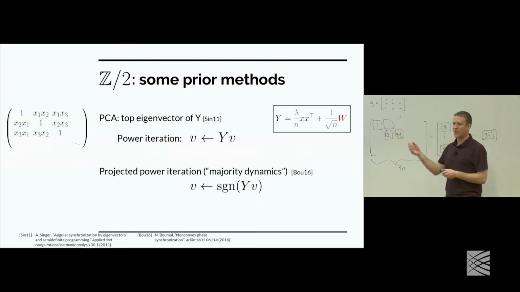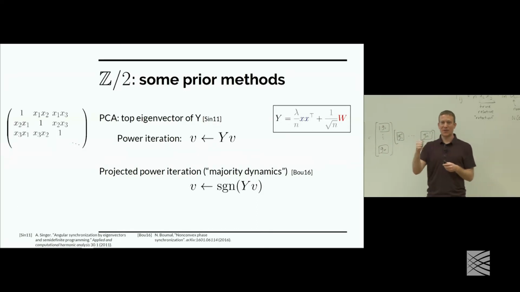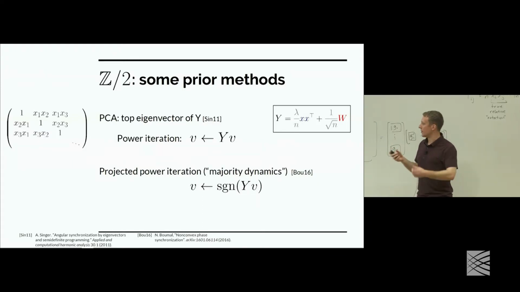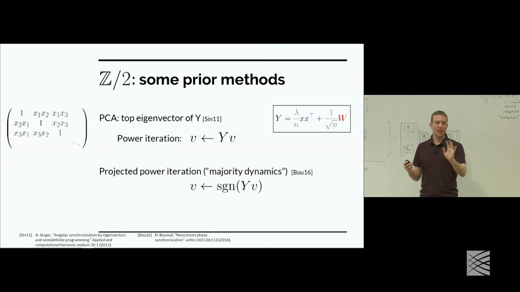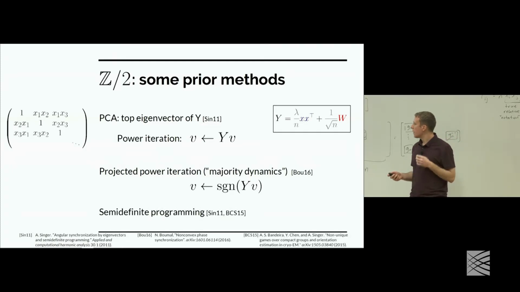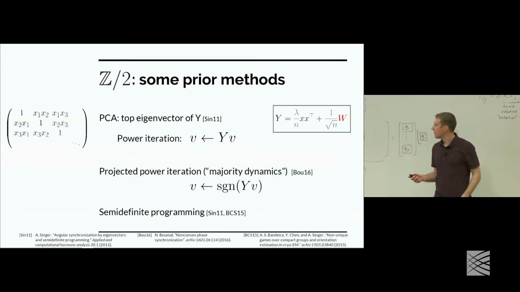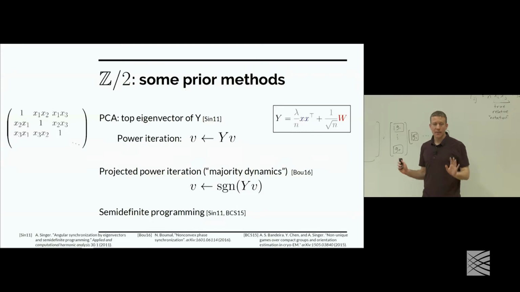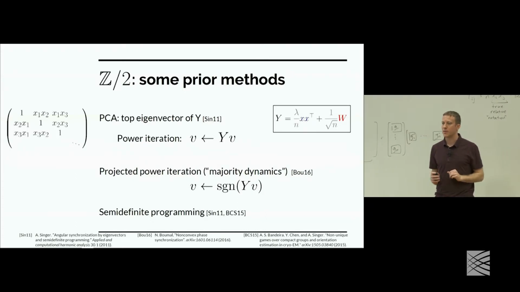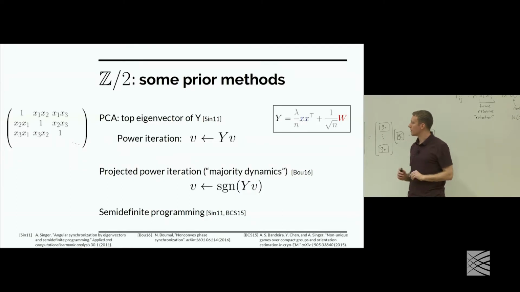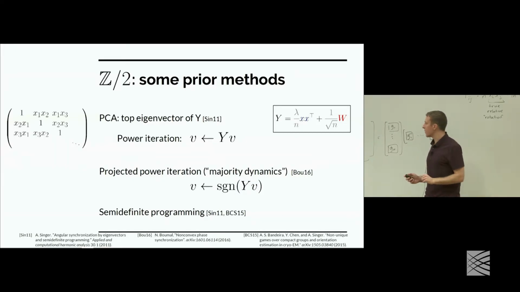By sign I just mean positive values go to plus 1, negative values go to minus 1. So we're alternating between trying to align well with the matrix Y and then also snapping back to our constraint. And then I won't say very much about this, but I just want to mention that semi-definite programming is another approach that people use for this, but that's quite a different idea, and I won't talk much about that.